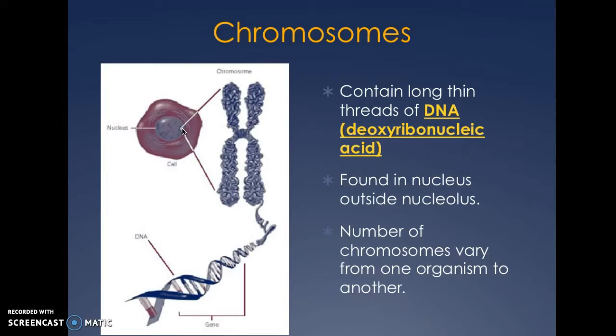The number of chromosomes varies from one organism to another. Us humans, we have 46. Dogs have 78. Cats have 38. Now something to note just to the side, the size of the organism has nothing to do with the number of chromosomes it has.